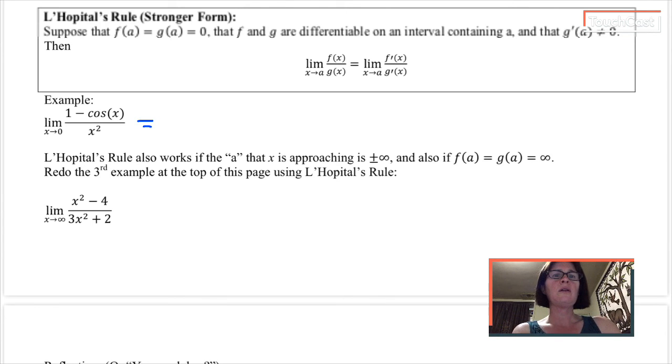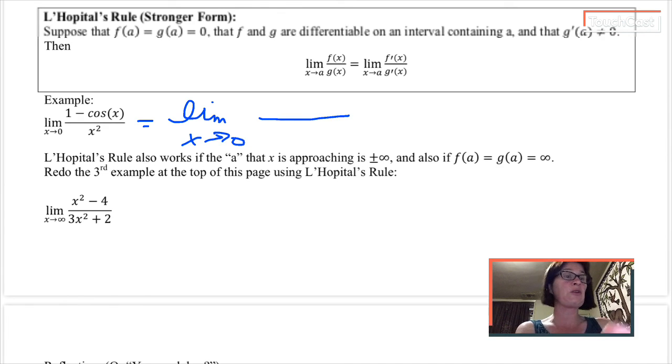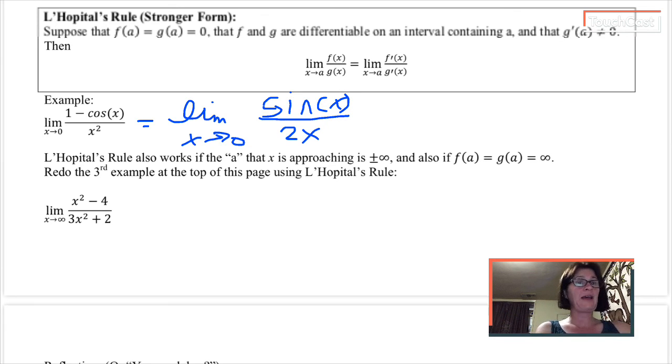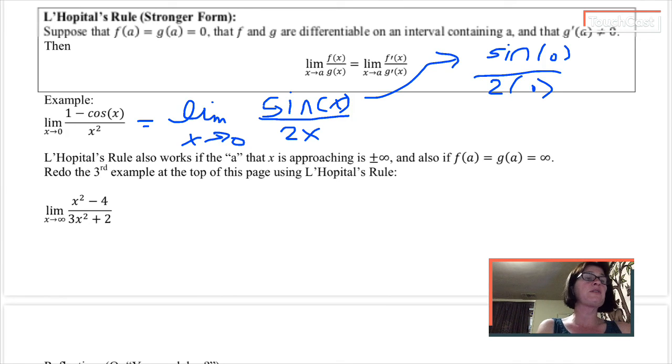That's going to equal the limit as x goes to 0 of, I'm going to find the derivative of the numerator. The derivative of 1 is 0. The derivative of minus cosine of x is sine of x, over 2x. I'm going to imagine evaluating that at 0. So sine of 0 over 2 times 0. Well, sine of 0 is 0, and 2 times 0 is 0. This gives us another indeterminate form. So I'm going to keep going.